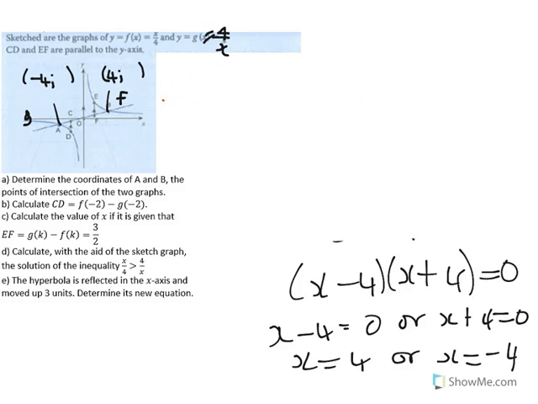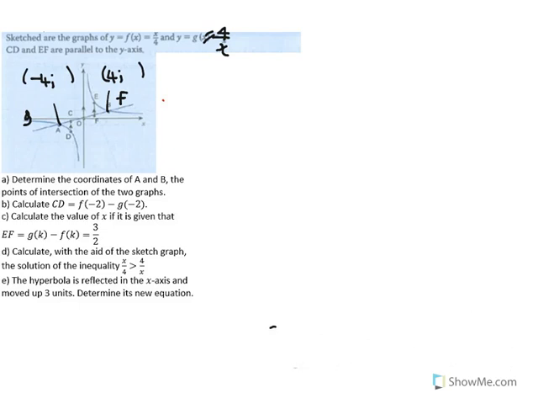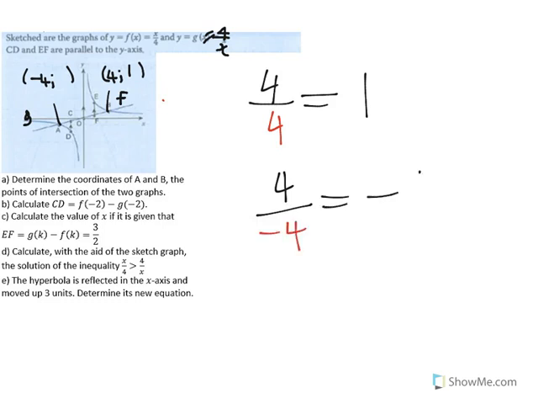And so if you're to choose, let's say for example, then the question we're asking ourselves is, when my input is 4, what is my output? And that would be 1. So the output there would be 1. And when my input is negative 4, what is my output? And that would be negative 1. So this y coordinate over here would be negative 1. So those are your 2 points of intersection.